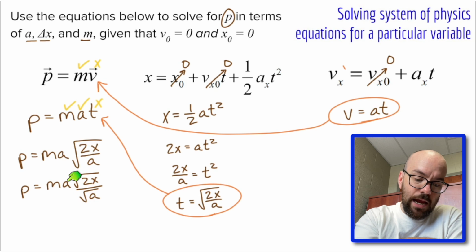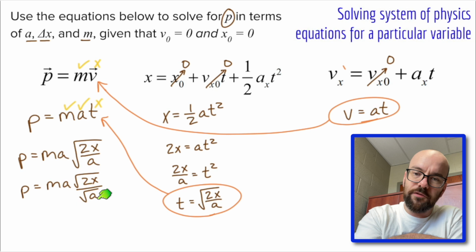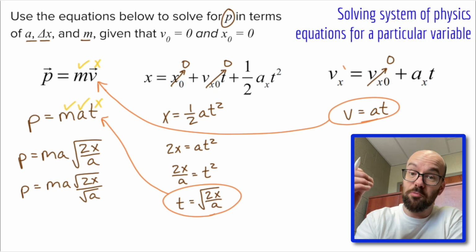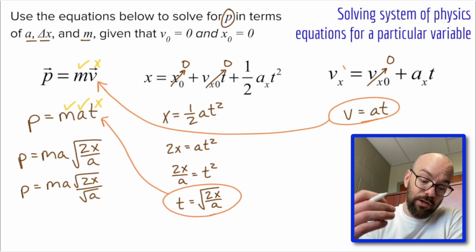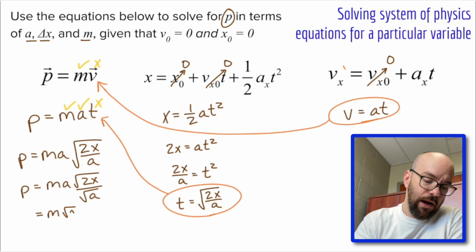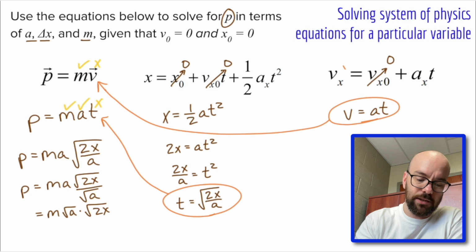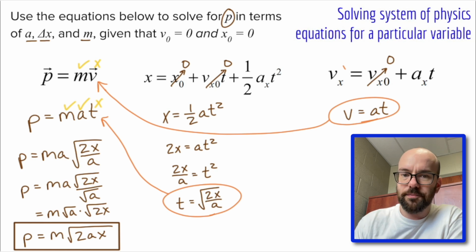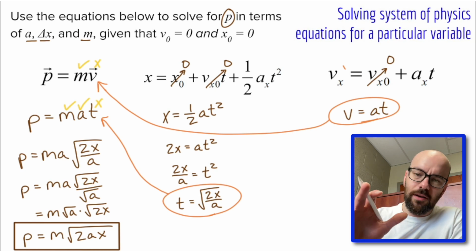And now we have a divided by square root of a. And if you remember your rules for division of square roots, something over square root of that same thing is just going to be square root of that thing. So a over square root of a is the same as square root of a. So we can now rewrite this as m times square root of a times square root of 2x. And then we can put all of that under the same radical, and so we get p equals m times square root of 2ax.